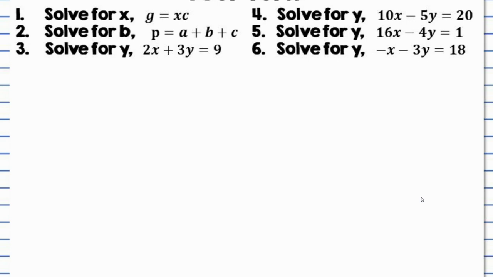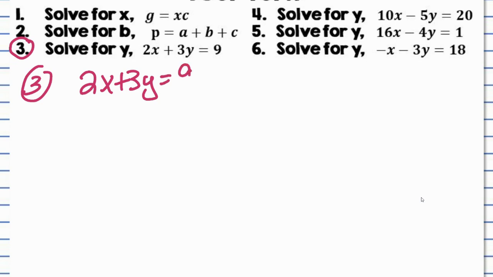This is actually how we solve literal equations in Algebra 1. And I'm going to show you what that looks like. So I think I'm going to work number 3 with you right here. So I'm going to write down my equation. 2x plus 3y equals 9. So this is a literal equation. Yes, it does have some numbers in it, but it also has 2 variables. It has x and y, okay?